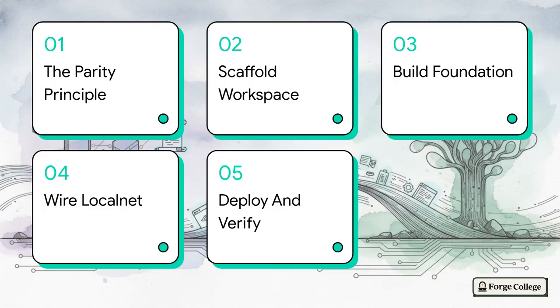All right, let's look at our master blueprint for today. We'll hit exactly 5 things. 1. The parity principle. 2. Scaffolding your workspace. 3. Building the foundation. 4. Wiring the local net. And finally 5. Deploy and verify.